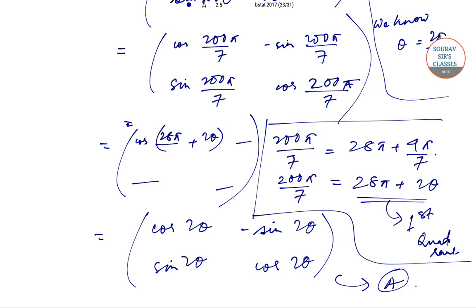So today we solved question number 22 from the ISI Bstat question paper of year 2017. We will be solving the next questions in the subsequent videos.